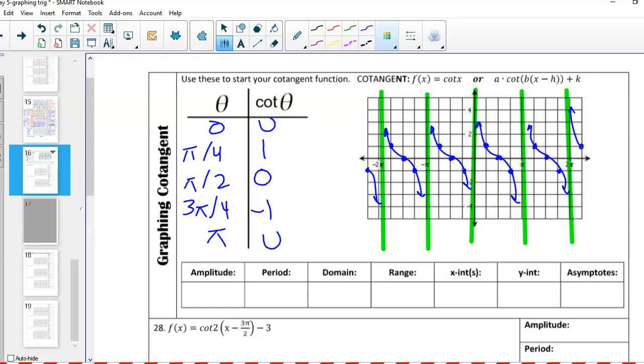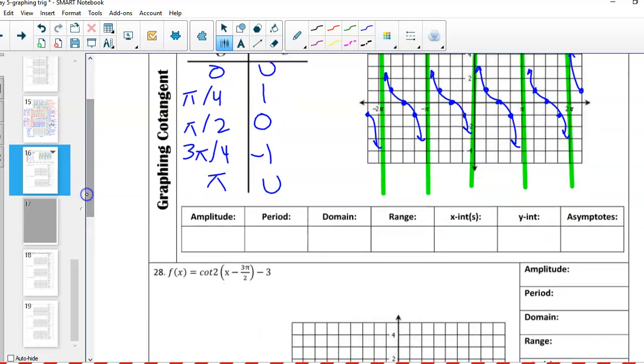What would the amplitude of this be? None. Still. Period: pi, from start to end, or in between my asymptotes. Domain is going to be wherever your asymptotes aren't. It's not where your asymptotes are. So this is at every multiple of pi.